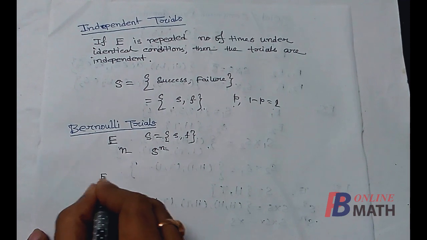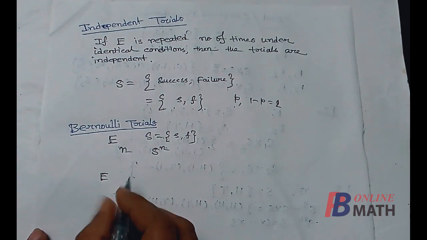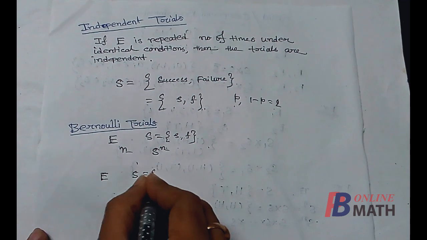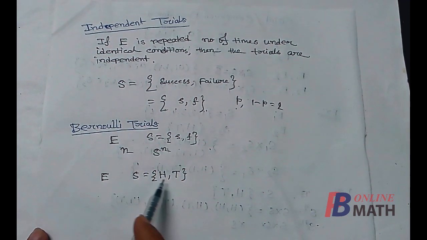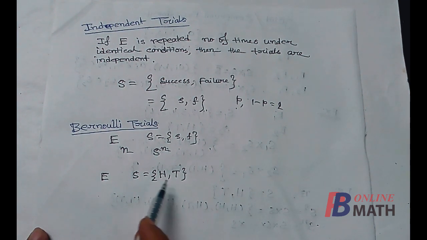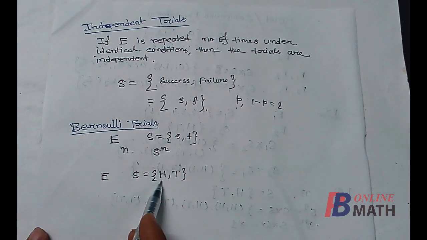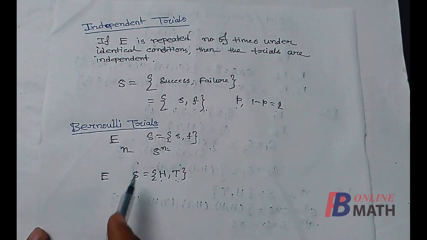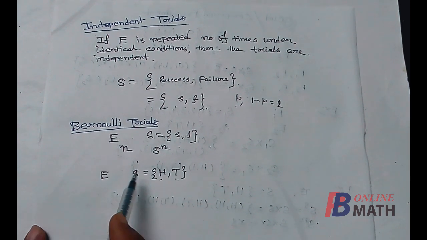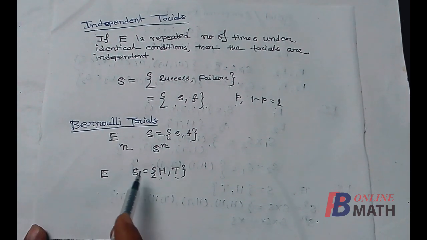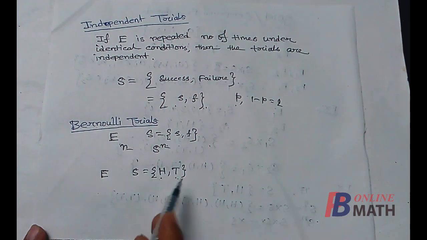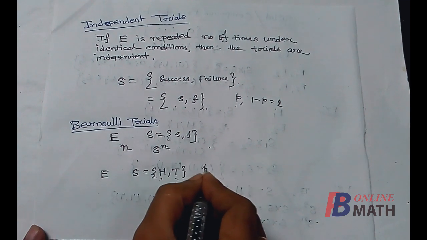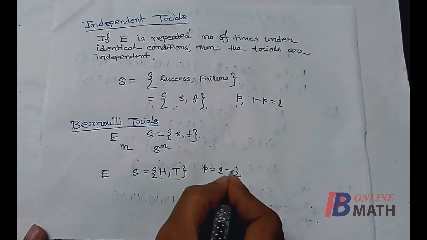Now we give one example. Suppose E be the random experiment that we are tossing a coin. So sample space contains only two outcomes, H and T. Now one of them is success and another one is failure. You can call head as success, tail as failure, or you can call tail as success, head as failure. Now we know that if a fair coin is tossed, then the probability of head and tail both are equal to half. So p equal to q equal to half here.